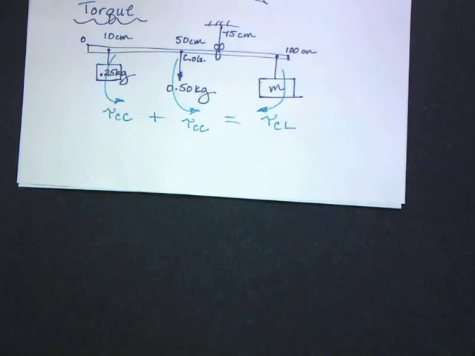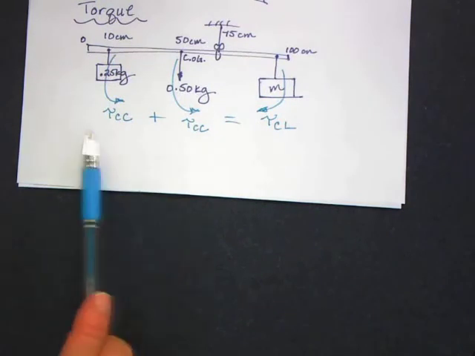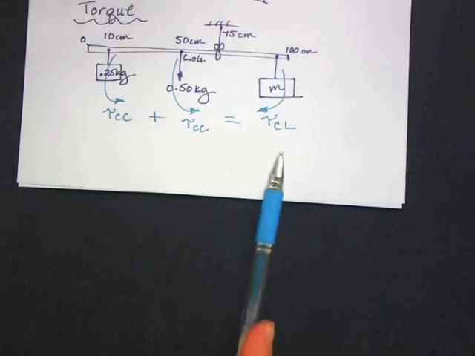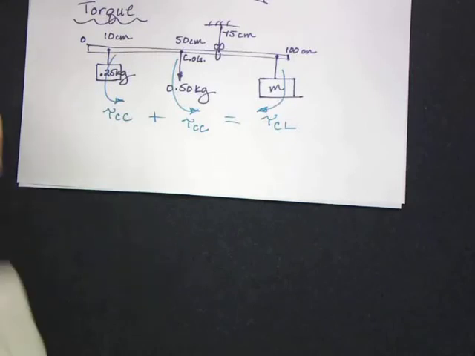Okay. So now those two are going to balance against torque CL. Got it? That's the basic equation. Counterclockwise torque will equal the clockwise torque if it's in rotational equilibrium, if it's not rotating, if it's nice and balanced. If Larry plays fair, this will happen.